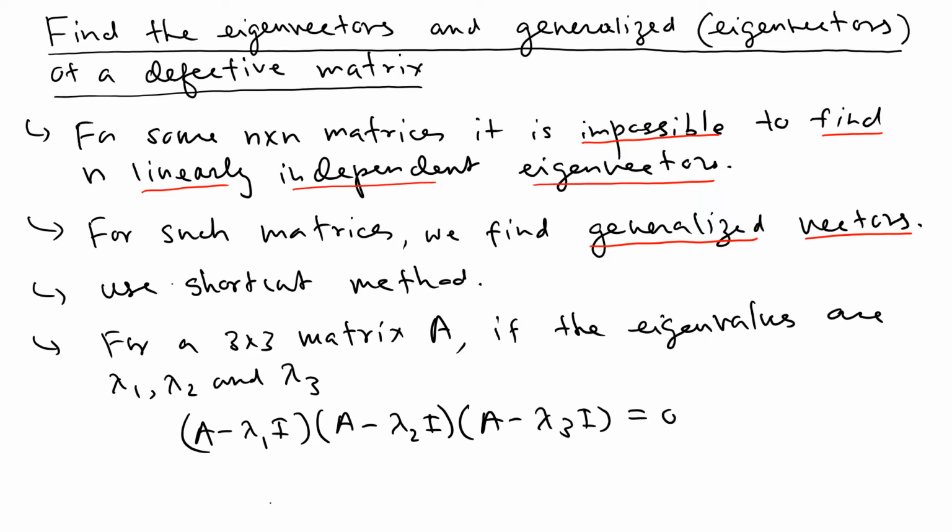This is by the Cayley-Hamilton theorem. The Cayley-Hamilton theorem says that A is a solution of its characteristic equation, and the characteristic equation can be factored into these 3 factors. So that's what it says. But now we can have a second look at this one.